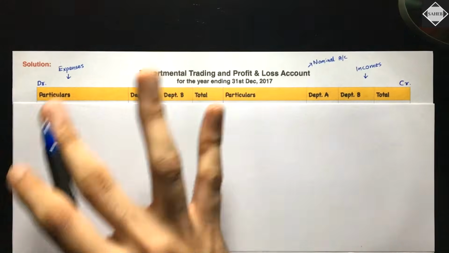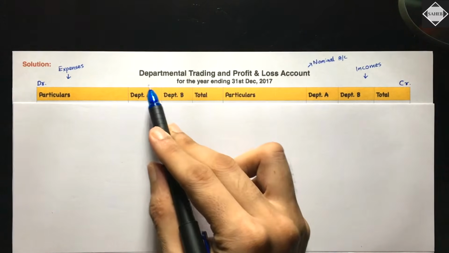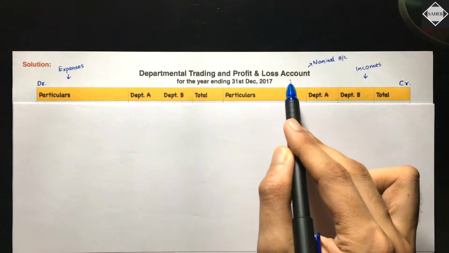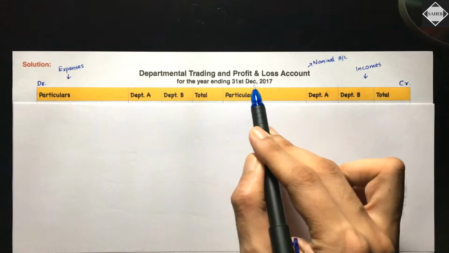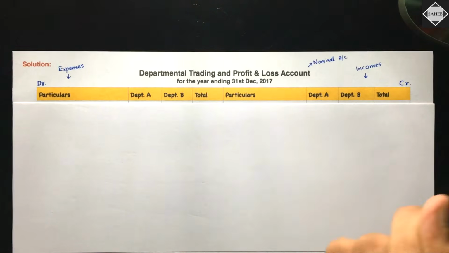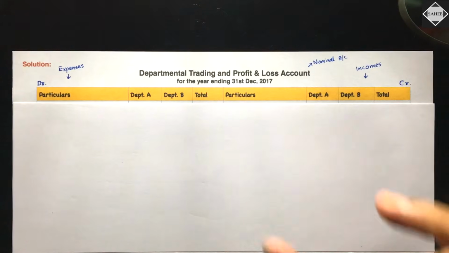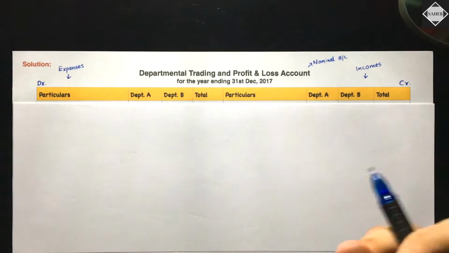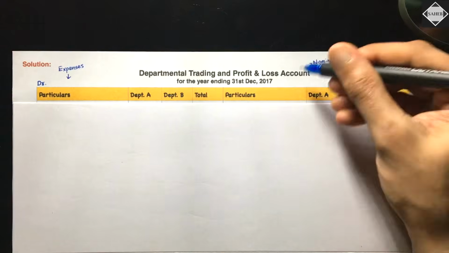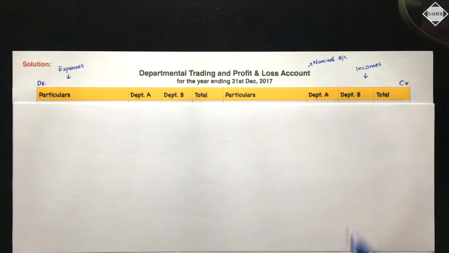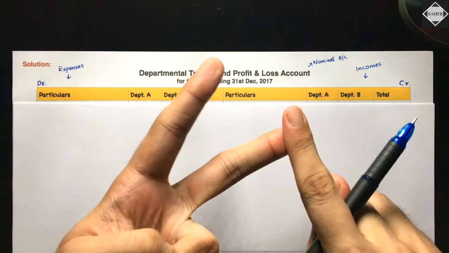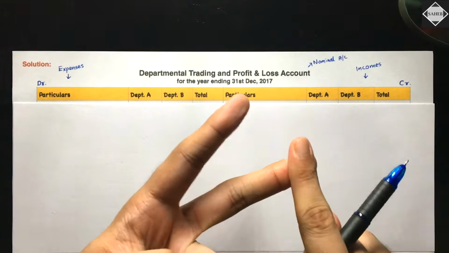Now see, here we have the solution, and you can see departmental trading and profit and loss account for the year ending 31st December 2017. The first question is how to do this. What kind of rule applies over here? It's really simple. Trading and profit and loss account is always which kind of account? It's a nominal account, a temporary account. We debit all expenses and we credit all incomes. That's the rule of nominal account.